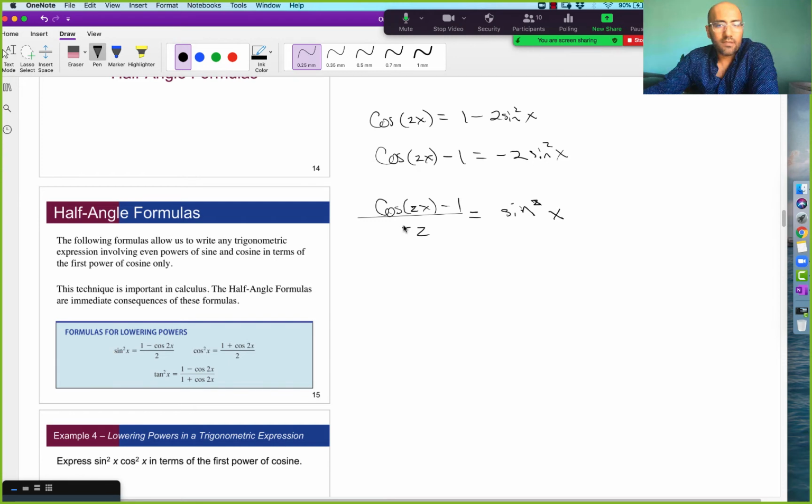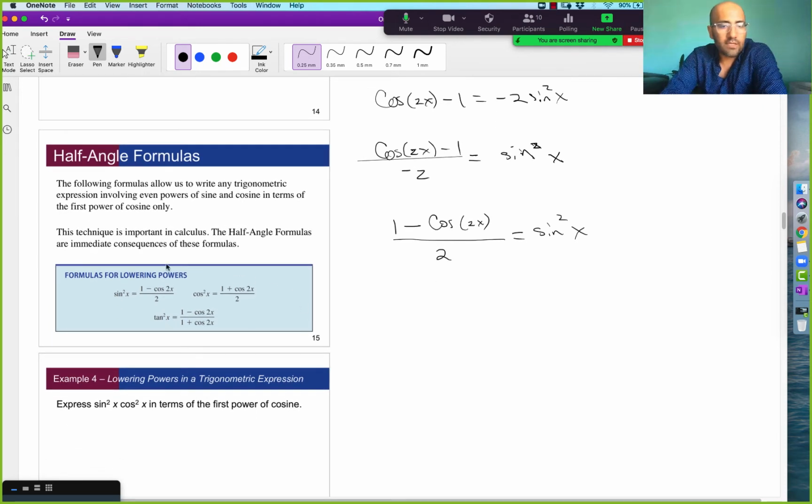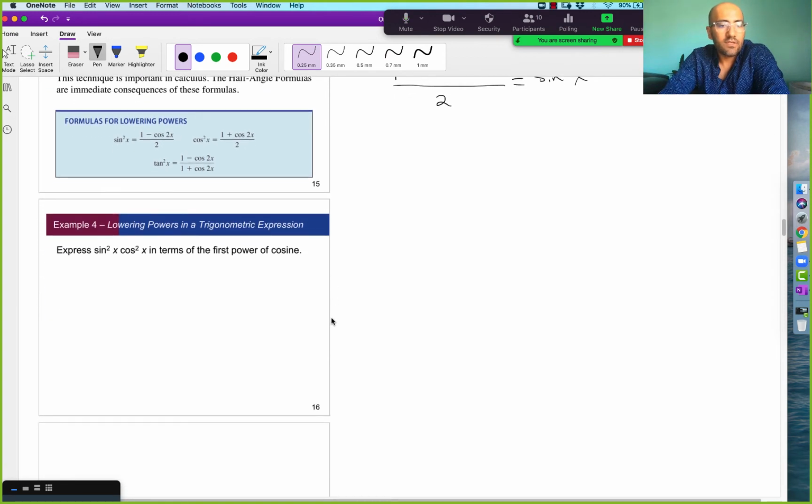At any rate. Okay, so then we simplify this, distribute, move this around, and we end up with positive 1 minus cosine 2x all over positive 2 equals sine squared x. And that's where this formula comes from. Good. Hopefully it's clear where these formulas come from. They're just derived from our double angle formulas, and our double angle formulas come from the formulas we had before about adding two angles.